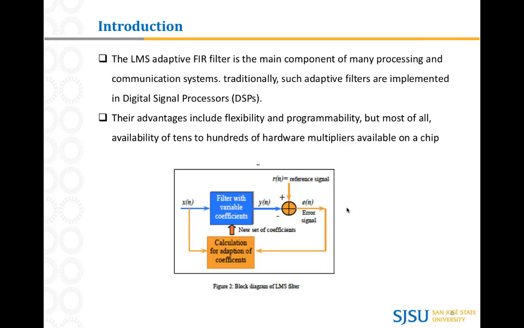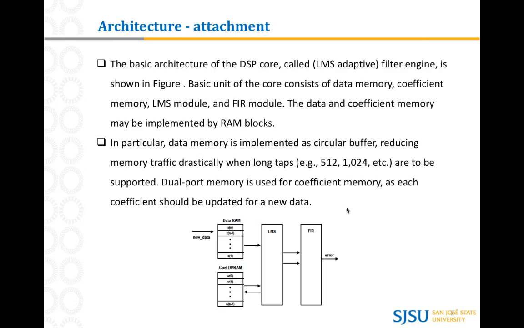Here we can see the block diagram of an LMS filter, where x(n) is the input, y(n) is the output, r(n) is the reference signal, and e(n) is the error signal. Whenever the signal with noise is passed through the filter, we get an output y(n) with an error signal, which is fed back to the input for the calculation and adaptation of coefficients with respect to the input, so that adaptation is done, thereby increasing the accuracy of the output signal.